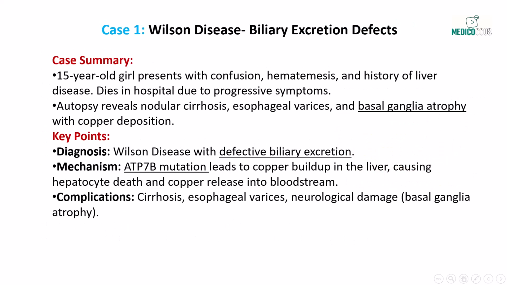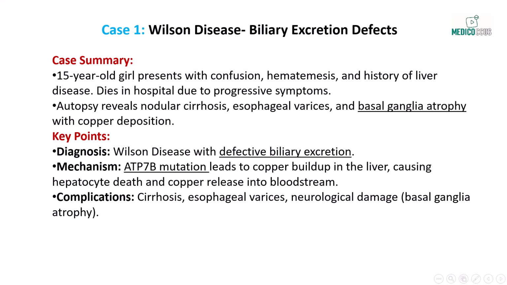Next, we have a 15-year-old girl who presents with confusion and hematemesis. She has a history of depression and liver disease, and unfortunately, she deteriorates and dies during hospitalization. Autopsy reveals nodular cirrhosis, esophageal varices, and basal ganglia atrophy with copper deposition. The cause of this condition is an abnormality in biliary excretion of copper, consistent with Wilson disease.